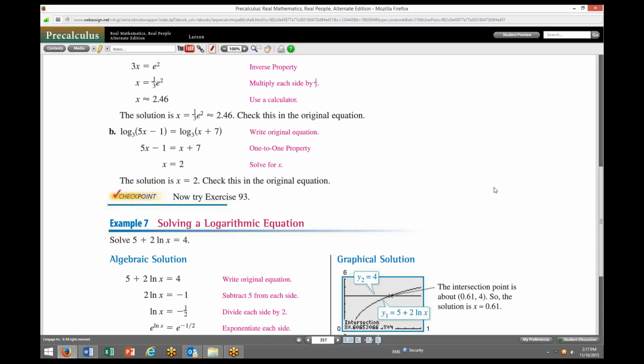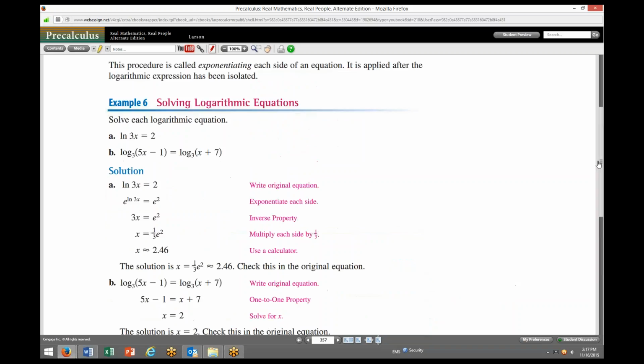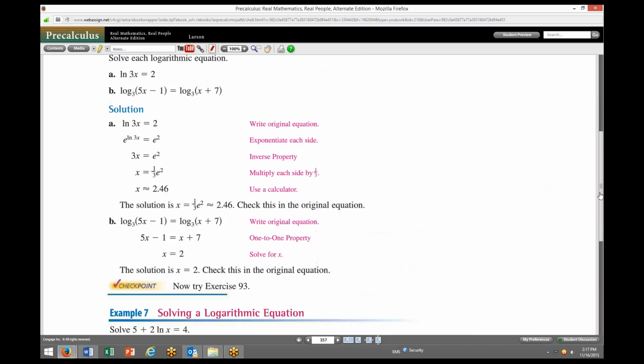And when you check back with 2 into the equation, it works. 5 times 2 is 10 minus 1, log base 3 of 9. And log base 3 of 2 plus 7 is 9. So log base 3 of 9 equals log base 3 of 9. It checks.